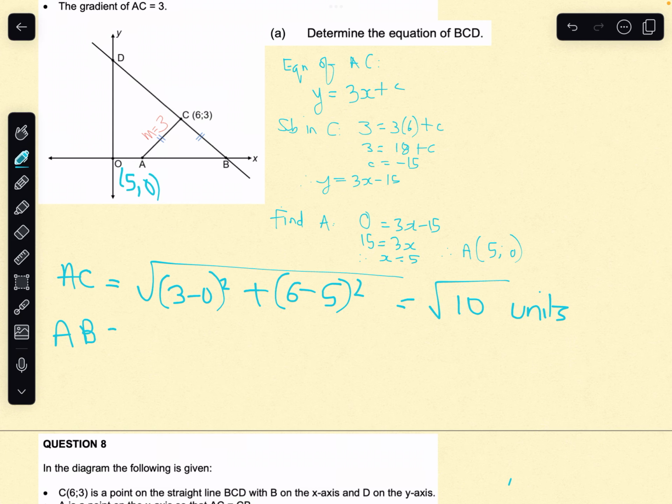Firstly, we know that B has coordinates some value of x, let's call it b, and the y coordinate is 0. And we furthermore know that AC is equal to BC, we were given that.